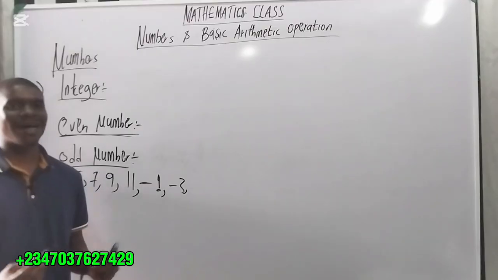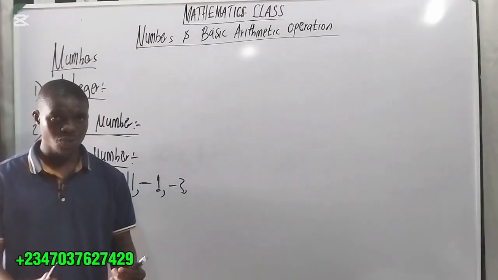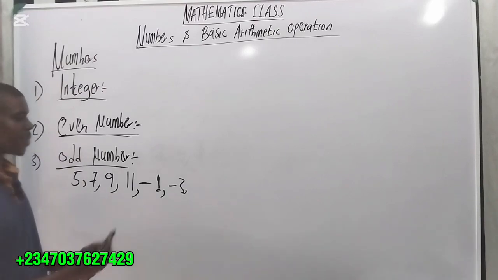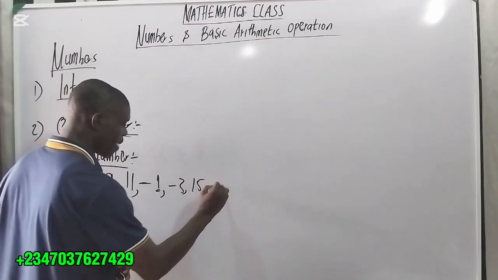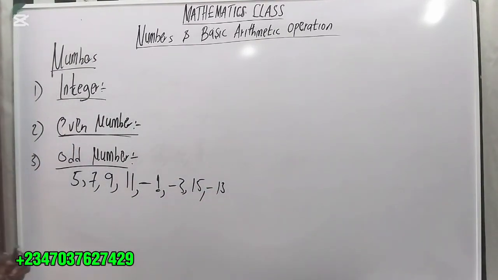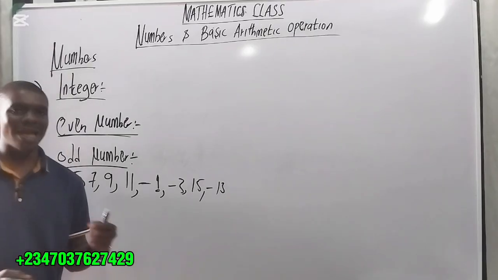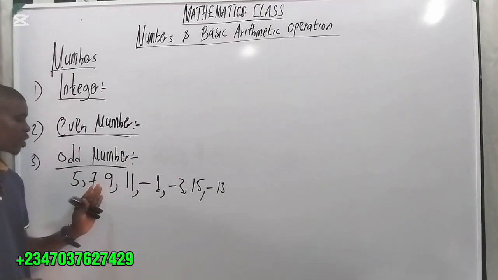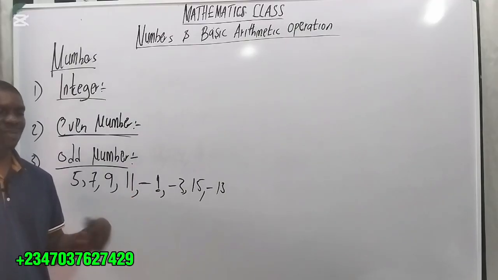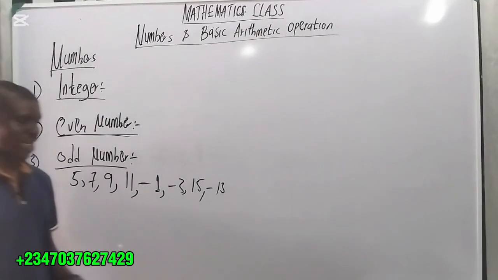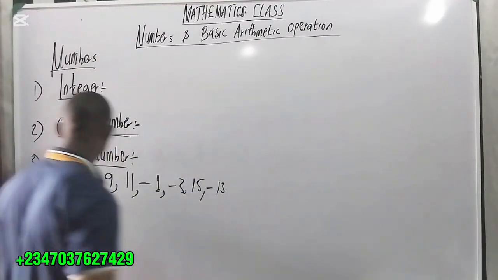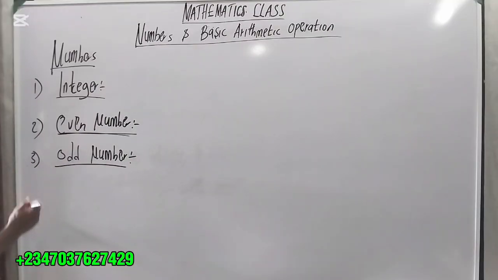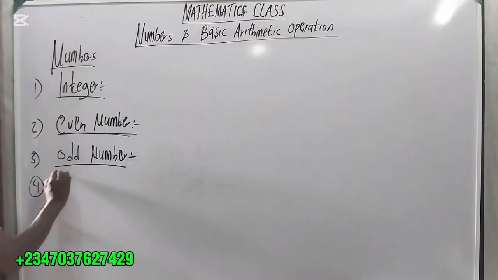As long as the number is not divisible by 2, it's called an odd number. For example, also 15 and minus 13. These are odd numbers because they are not divisible by 2. That is, 2 cannot go into these numbers without a remainder. There must be a remainder. And that is the third one, which is called odd number. Look at number 4, which is called prime number.